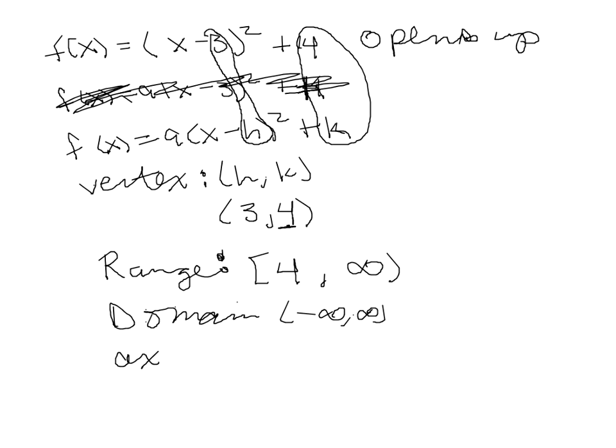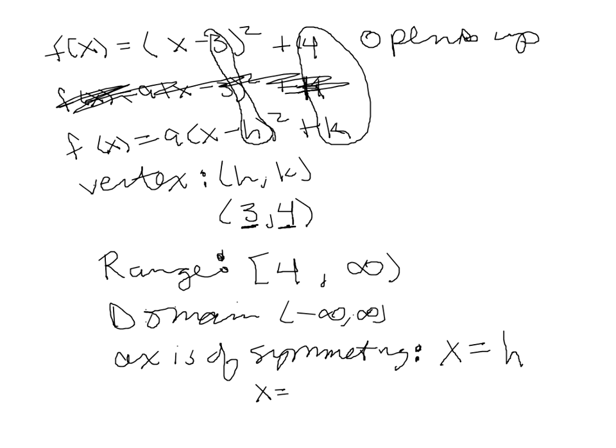And the axis of symmetry is a vertical line that goes through the vertex. So a vertical line has the equation x equals, and so the axis of symmetry is always x equals h, and so our axis of symmetry here is x equals 3.